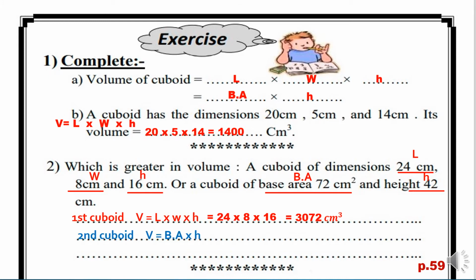The second cuboid, to get its volume, I have here base area and height, so I will use the rule of the base area times height. Volume equals base area times height equals 72 times 42. 72 times 42 equals 3024 centimeter cube. So the volume of the first cuboid is greater.